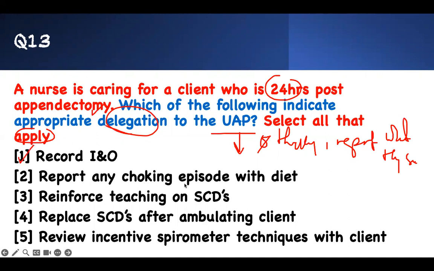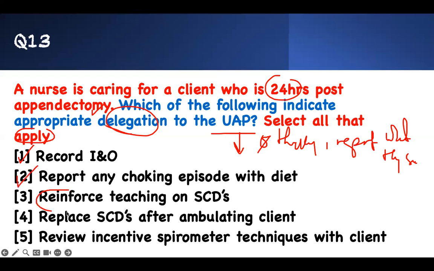Report any choking episode with diet. If the client is eating and is choking, he should be able to report it. It does not require assessment to see somebody choking. Sometimes they will show you signs. I can't breathe, I'm choking. Yeah, they should be able to report it.